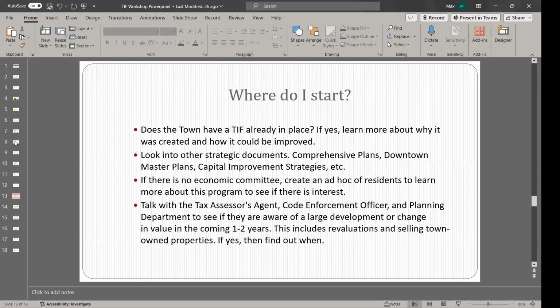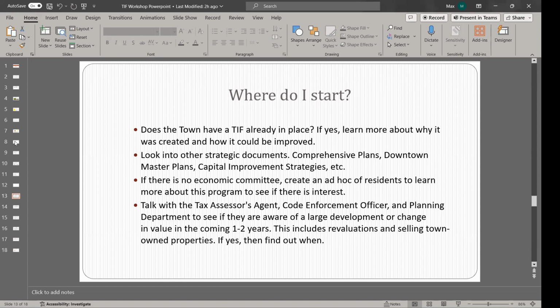So your comprehensive plans, downtown master plans, if you have them, even capital improvement strategies, anything that just outlines what your town wants to do in the next 5 to 10 years, any big capital improvement projects that could use these funds. That's what you're looking for. That's what you have to address.